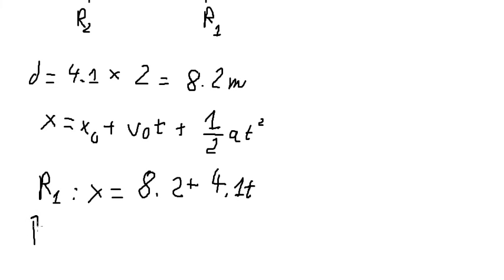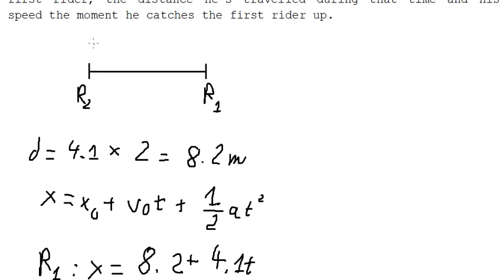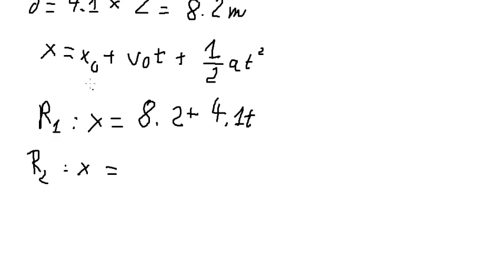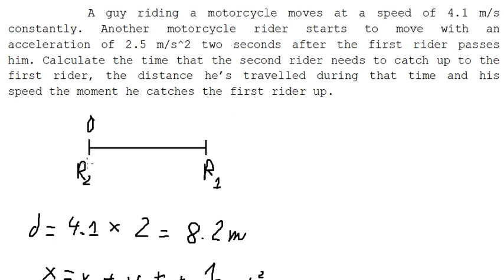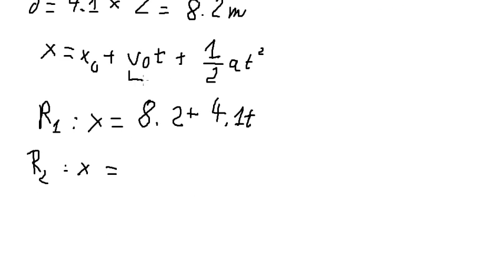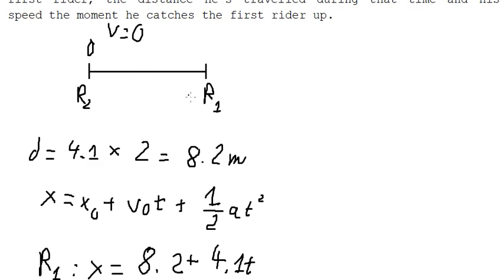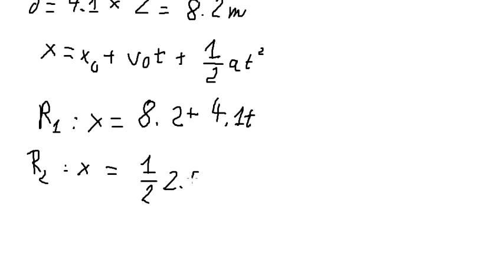Now let's go to rider number 2. At the beginning, that's 0 in here. So S0 of rider number 2 is 0. Now we have V0. At the beginning, V equals 0 because rider number 2 does not start right now. So that's why you got 0 in here. And the last one, A. A, we know that this is 2.5. We put 2.5 in here.